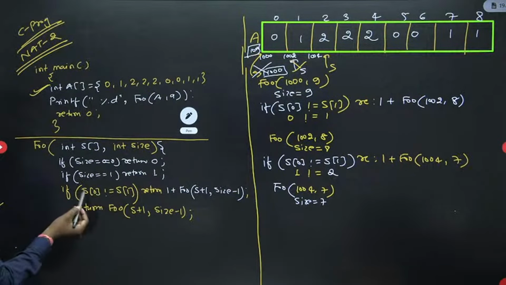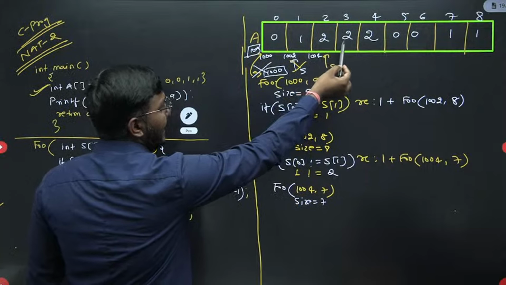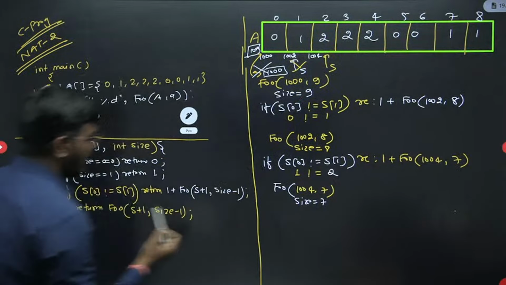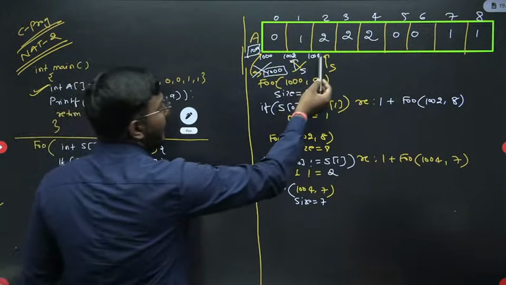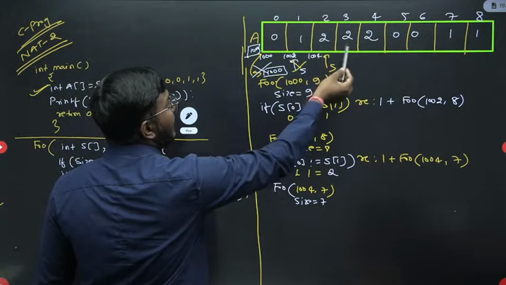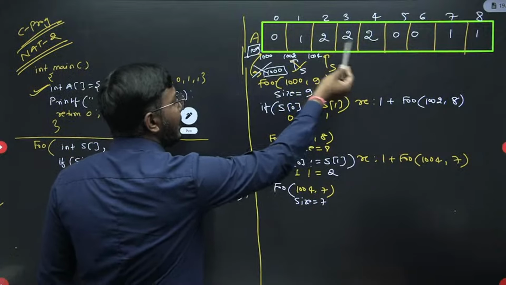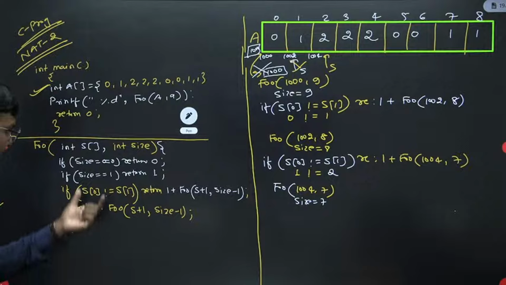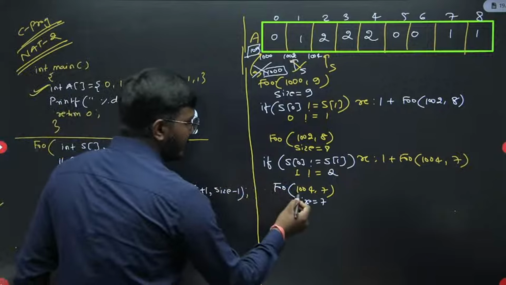Then again check. What is S of 0? S of 0 is 2. And what is S of 1? S of 1 is also 2. So the condition S of 0 not equal to S of 1 is false. Both are equal only. Both have the same value, 2 and 2. So if the condition is false, don't return this, return this value here. So now it will return here.